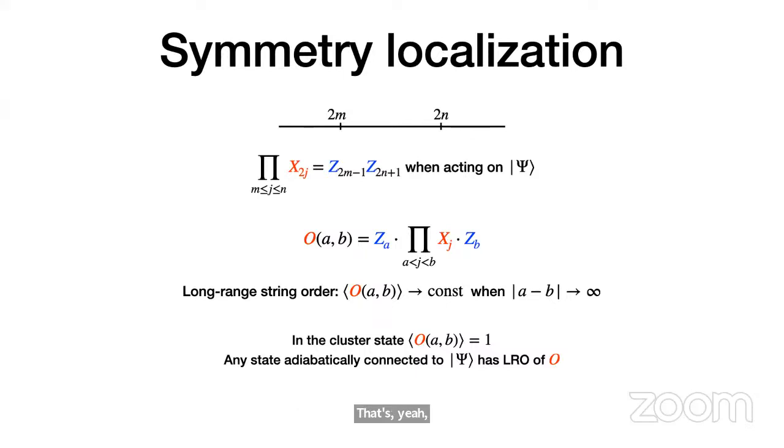This is the long-range string order, in the sense that the expectation value of this operator O is 1, no matter how far away these two points are. In general it doesn't have to be 1, it approaches some constant. In the cluster state, this is exactly 1. And in anything that's adiabatically connected to a cluster state, this string operator has long-range order.